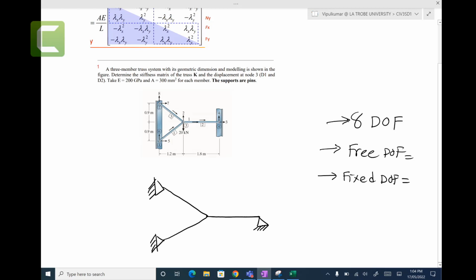So we have a total of 8 degrees of freedom. Each node has 2 degrees of freedom. There are 4 nodes in total: node 1, node 2, node 3, and so on. Therefore we have 8 degrees of freedom.